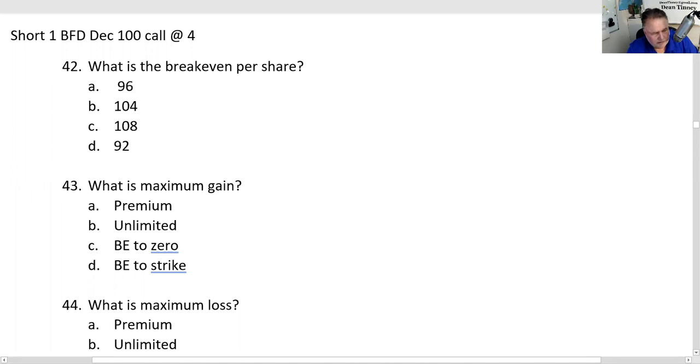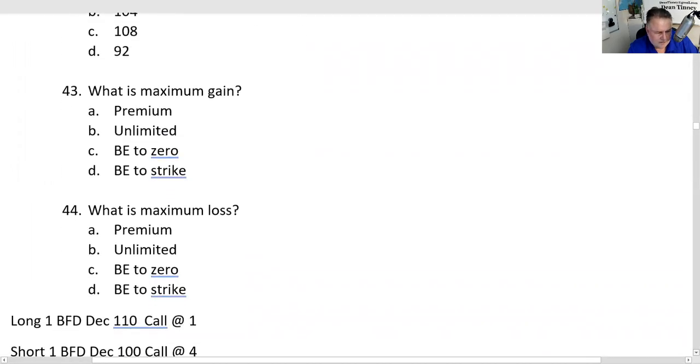Now, this is very foolish, because if I do this and I'm right, I get to keep $400. My maximum gain is the premium. Guaranteed test question: when you agree to sell stock you don't own, your maximum loss is unlimited. This is called a naked or uncovered call.